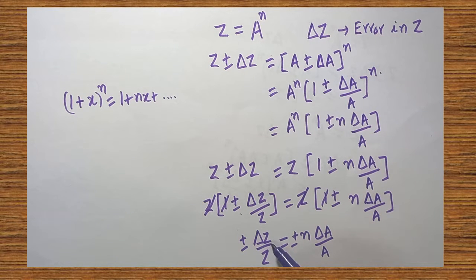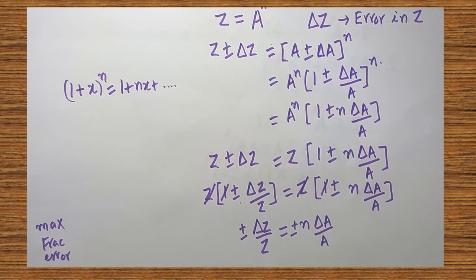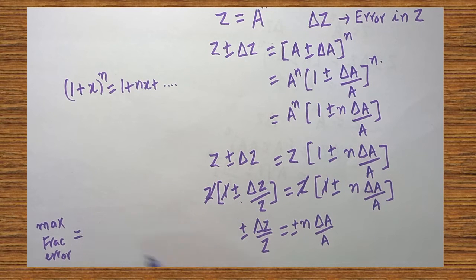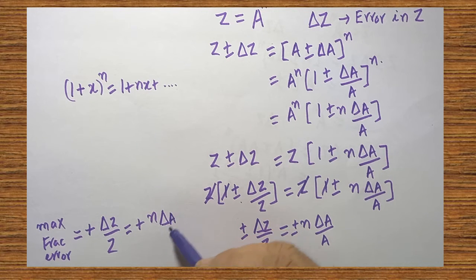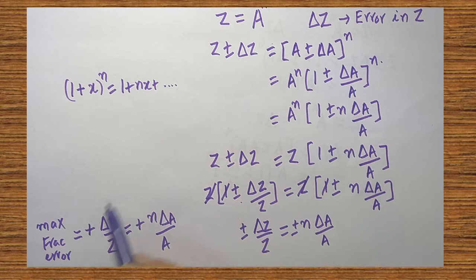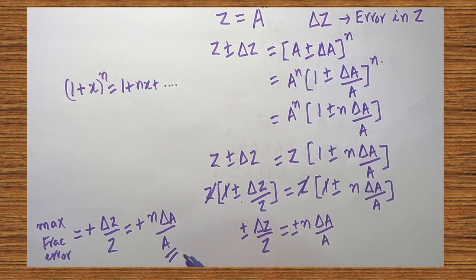Here, to get the maximum fractional error, take the plus sign alone. The maximum fractional error can be written with the plus symbol: plus del z divided by z will be equal to plus n del a divided by a. This is called the maximum fractional error. So from this formula, we are able to get the maximum fractional error. So this is the method of obtaining the maximum fractional error. Understood?